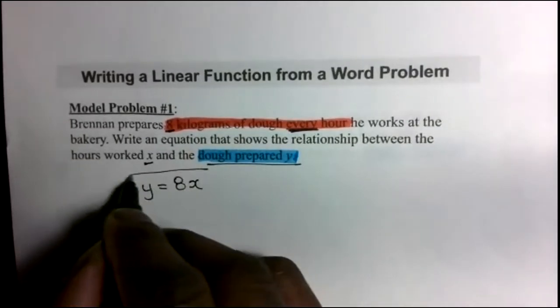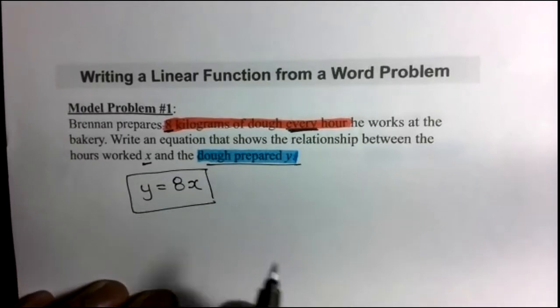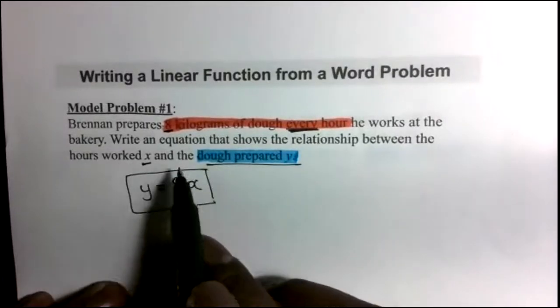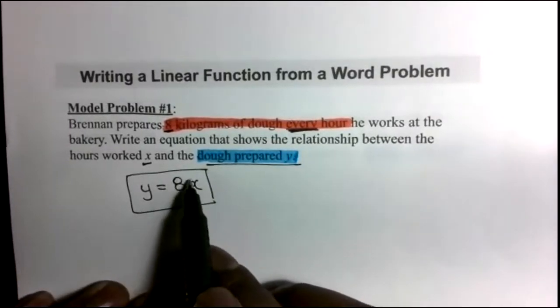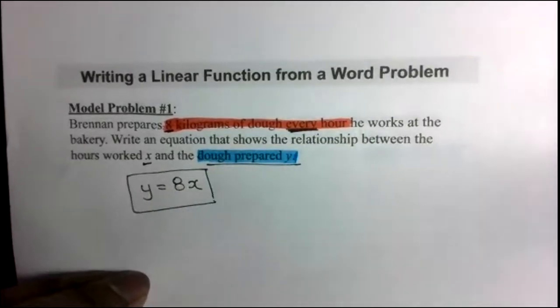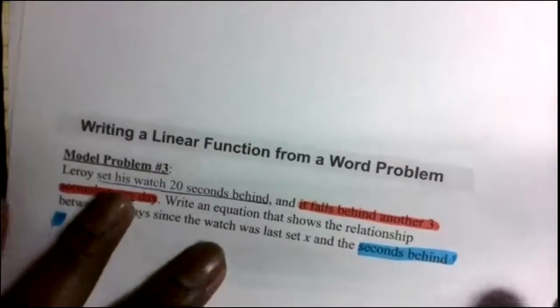It's as simple as that. That's what I'm going to do for my first equation. So for the number of hours worked, every hour, x represents hours. So it's 1 hour, it's 8 times 1, y = 8, and so on. Let's look at our second example.